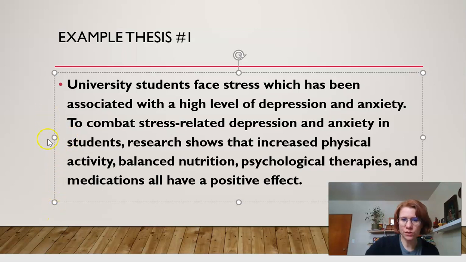This one is actually two sentences put together. And this is the thesis: to combat stress-related depression and anxiety in students, research shows that increased physical activity, balanced nutrition, psychological therapies, and medications all have a positive effect. In this thesis, their position is that the research is showing these four things all have a positive effect on this problem. And that's what they're going to go on to address in the rest of their paper.